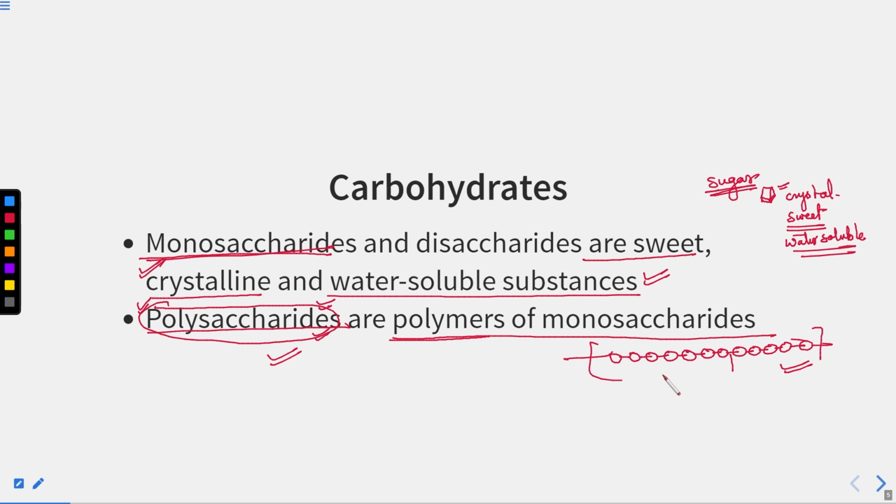You can see this, and this is a monomer. So suppose this is the monosaccharide. This is a single molecule of the monosaccharide, right? And this can have carbon from 3 to 7. The range of carbon present in the monosaccharide is 3 to 7, and according to that they have their different names as well.